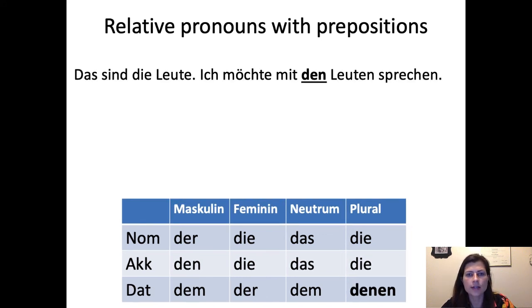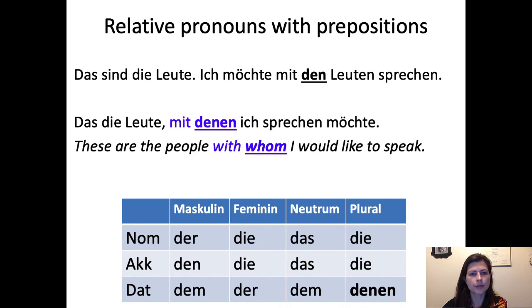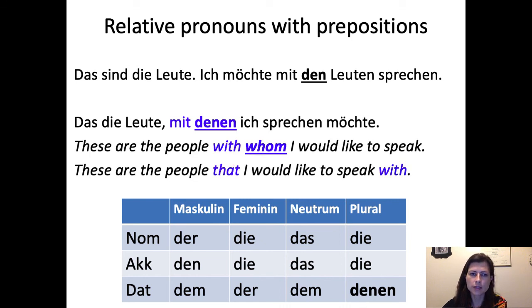Das sind die Leute. Ich möchte mit den Leuten sprechen. These are the people. I would like to speak with the people. Das sind die Leute, mit denen ich sprechen möchte. These are the people with whom I would like to speak. Or these are the people that I would like to speak with. So mit is always going to be dative, and we want our plural dative relative pronoun, which is denen.